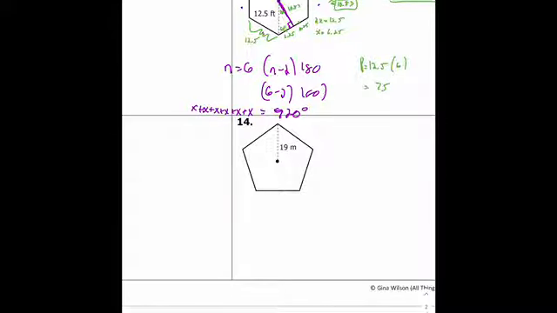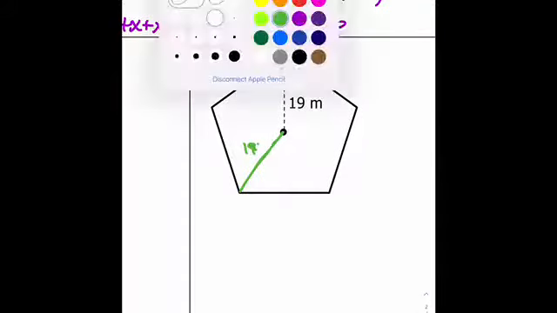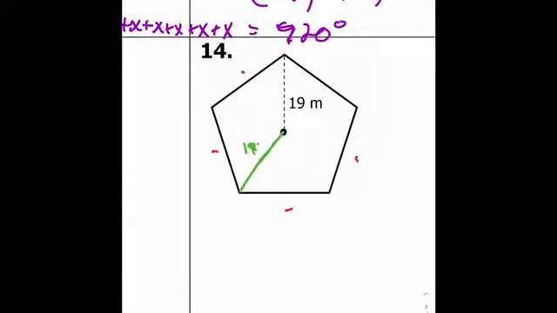Cool. Number 14. Again, they give us the radius. Let's do it down here to not confuse us. So this is 19. How many sides are there? 1, 2, 3, 4, 5. So n equals 5. 5 minus 2 times 180. That's going to give us 540 degrees. So each angle is 540 divided by 5. So we have 5x equals 540. x equals 108.